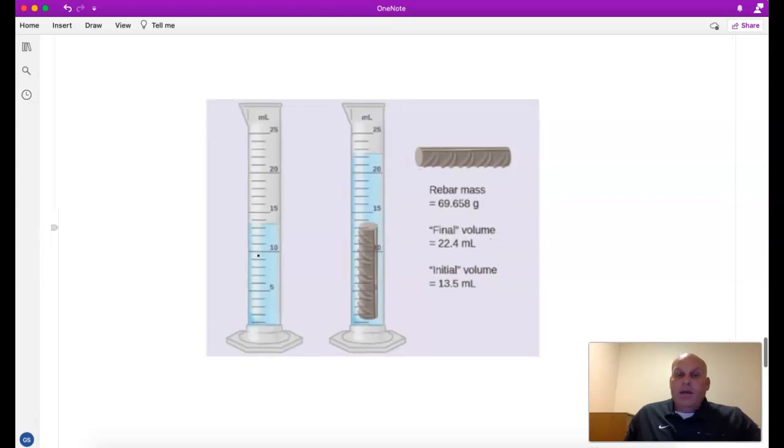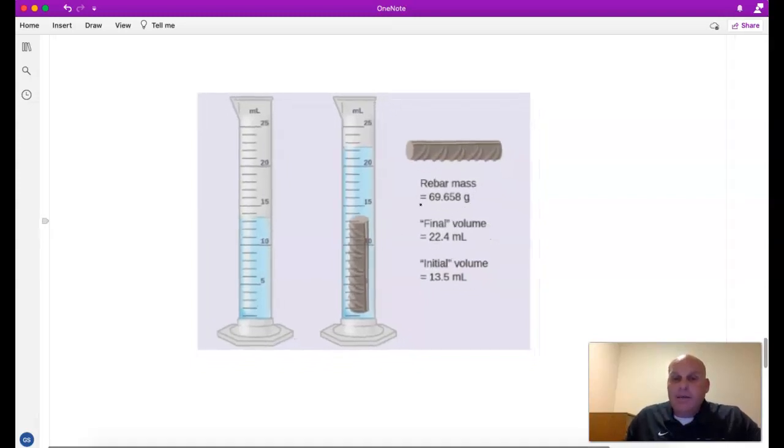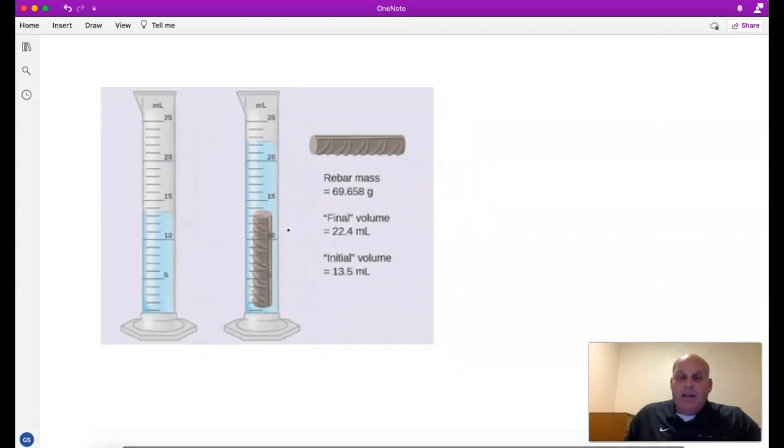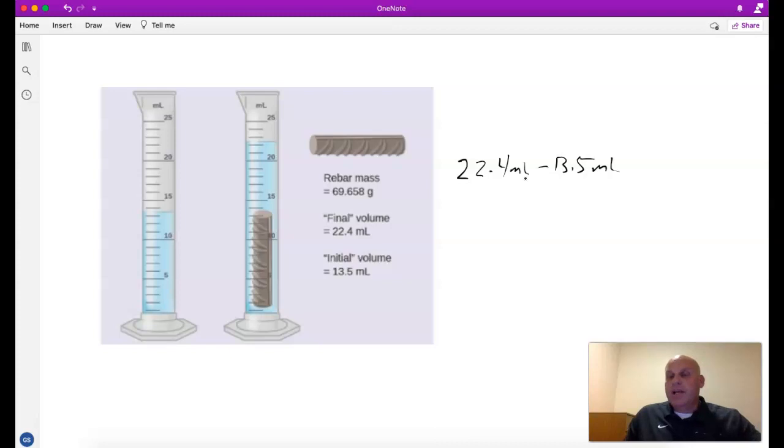You can see how this would work in a simple water displacement density problem. If I take a look here, I have a volume initially of 13.5 milliliters. I put my metal, in this case rebar, in, and I get water displacement to determine the volume of the metal. So the final volume is 22.4 milliliters. So to get the volume of the metal, I would subtract those two values. Since I'm subtracting, I need the least amount of decimal places. In this case, they both have 1 decimal place. And I would get an answer for the volume of this metal as 8.9 milliliters.